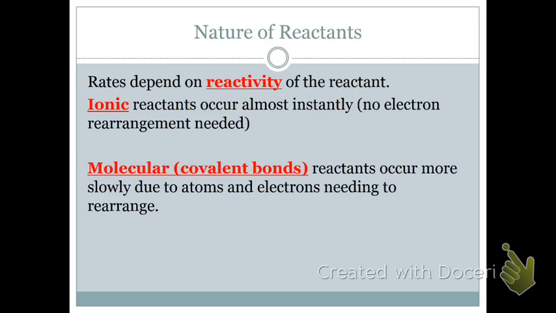So nature of the reactants, their rates depend upon the reactivity of the reactant. Makes sense. Ionic reactants occur almost instantaneously. Why? Because there is no electron rearrangement needed. They have already exchanged their electrons, and so they're going to be very reactive. Molecular compounds, which of course are covalent bonds where they're sharing, take a little longer to react because they've got to decide how they're going to share those electrons, and so they're a little bit slower.